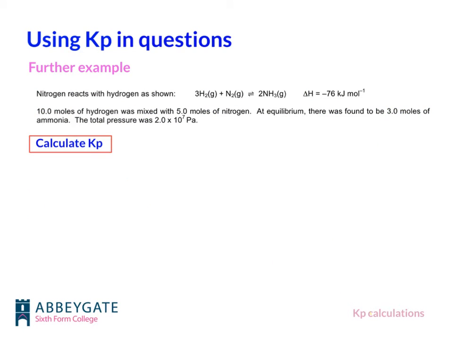So this time we're going to look at a slightly more complicated example. It's the Haber process, and I'd like you again to press pause and have a go yourself at working through how to calculate Kp.